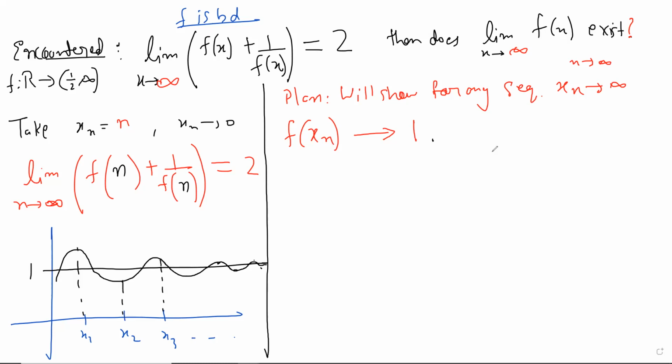So any xn could be n square, xn could be e to the power n, xn could be 2 to the power n, anything. n times sine x, anything. Sine n, n times sine n. So this is the sequence.